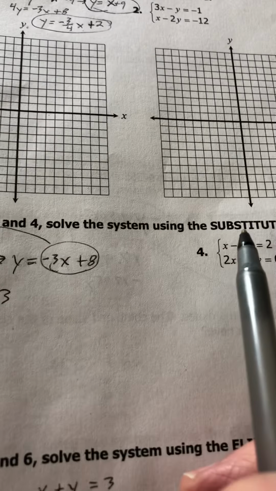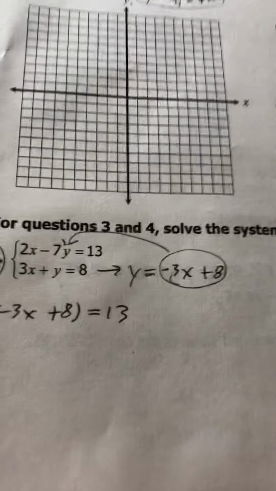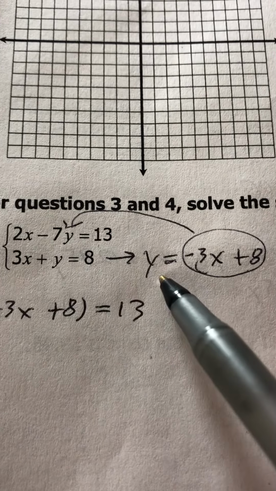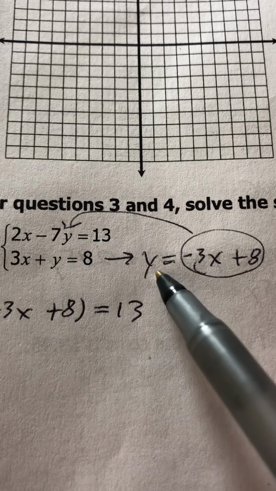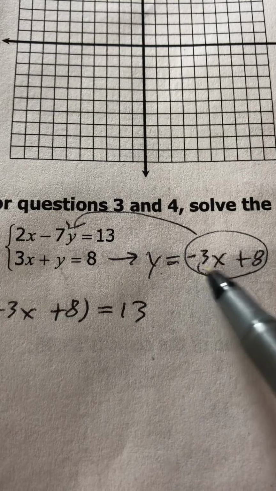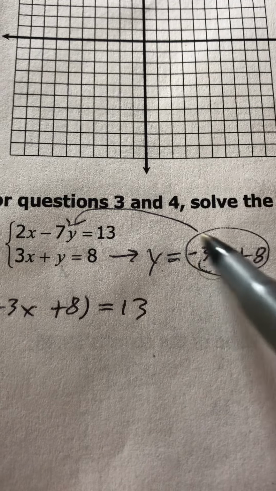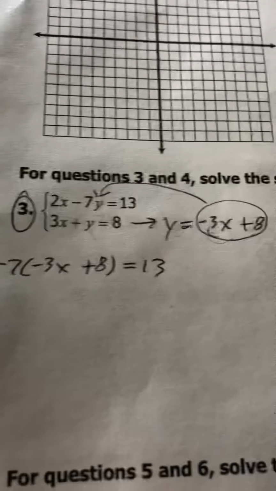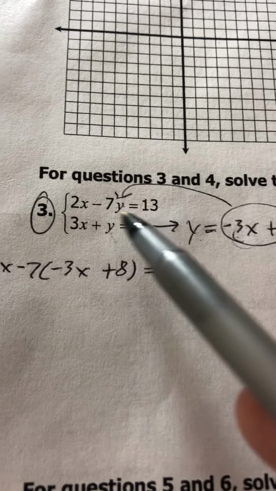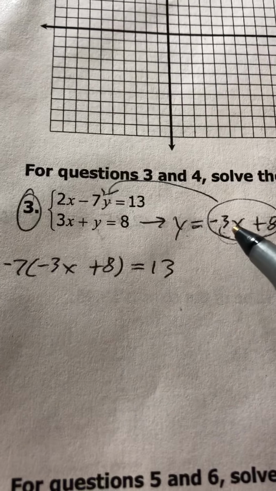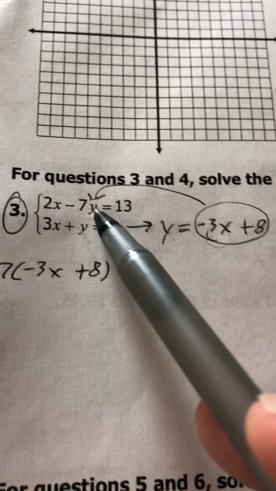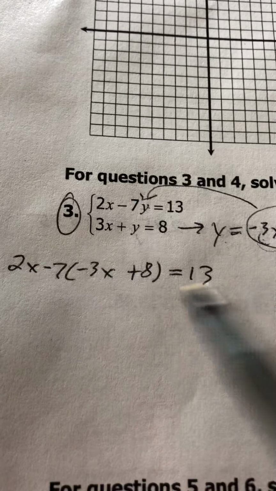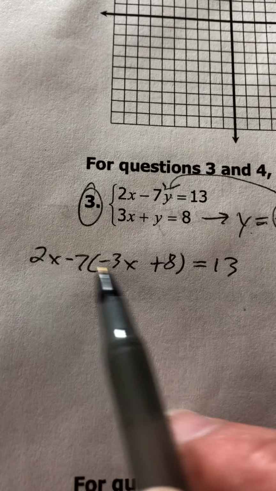We are to solve the system by substitution. So what I did was I got the y by itself. That was the easiest thing to do. So I just subtracted 3x from both sides. I take this value and I plug it in for y so that I'm only working with x's, because y equals this. So now I'm solving for just the x's. So it should look like this to start off.